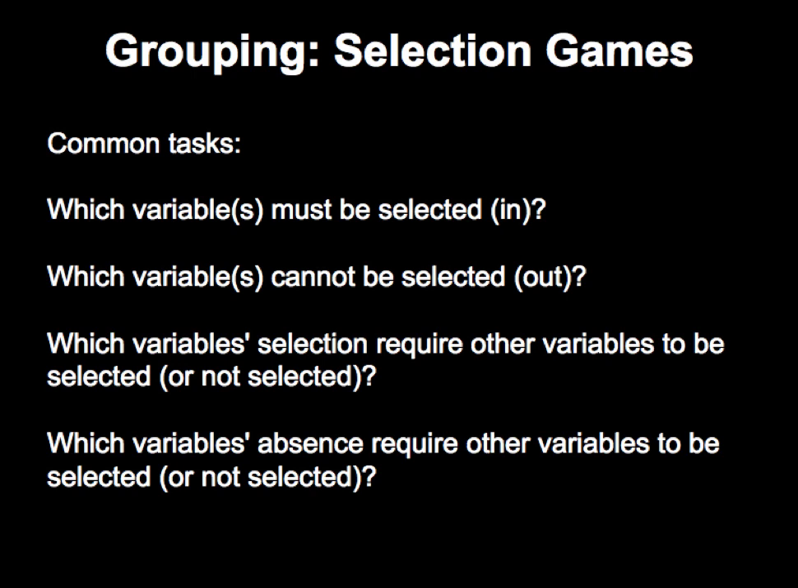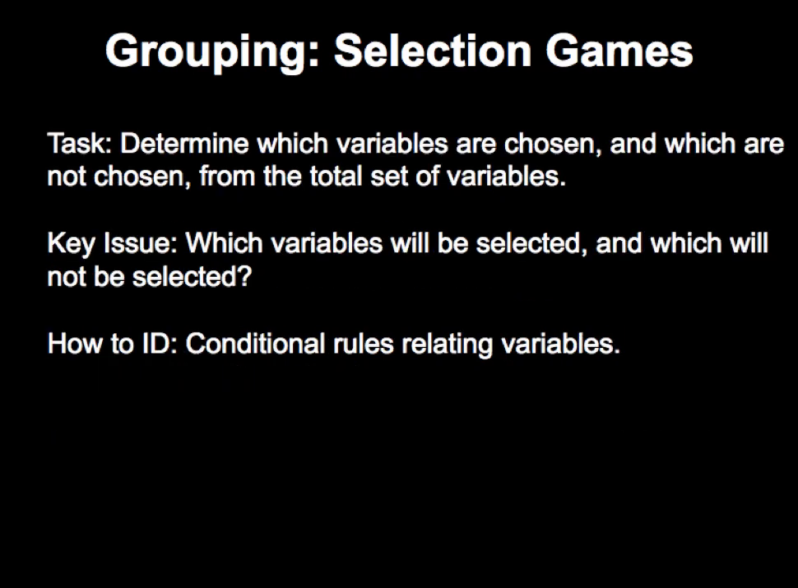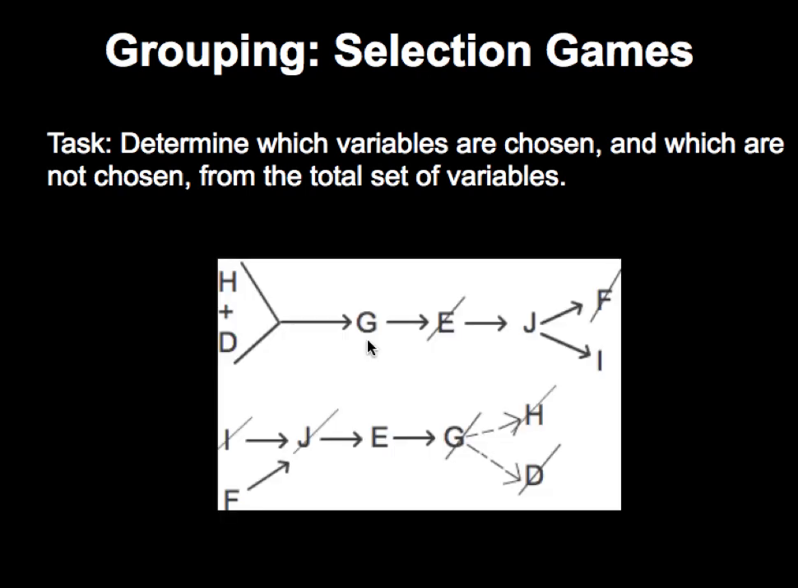A lot there. It seems more abstract than it is. Real examples will make this more palatable and understandable for you. So again, links below this video with all the details on those concepts. Now, ultimately, our task is to determine which are chosen and which are not from the total set of variables. So here we have an example of what a diagram for a grouping selection game could look like. This is from a game that I created. There's a link to it below this video.